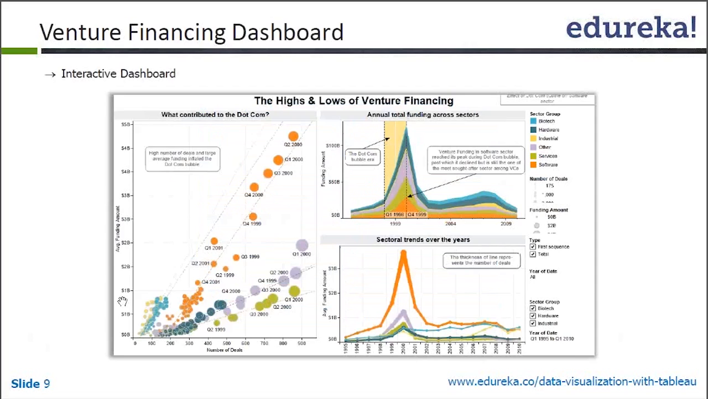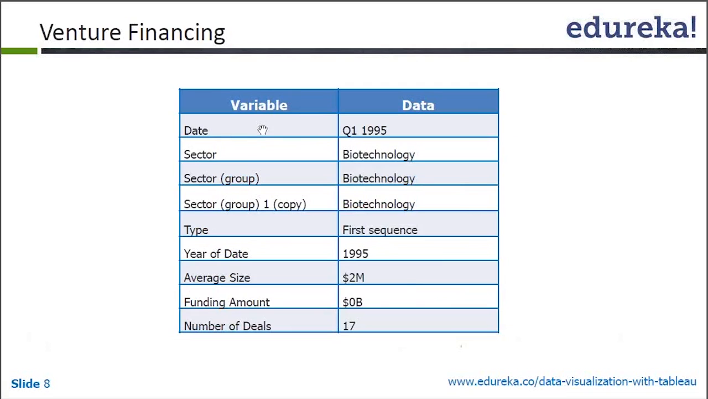So I have the date of the financing, when I was given the money. Which sector was it? Biotechnology, e-commerce, retail. What type of money it was? It was the first set of money, the second set of money, the final set of money, and so forth. Year, average size, funding amount, and number of deals.